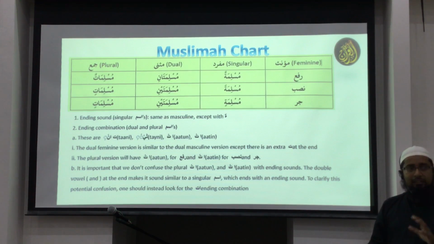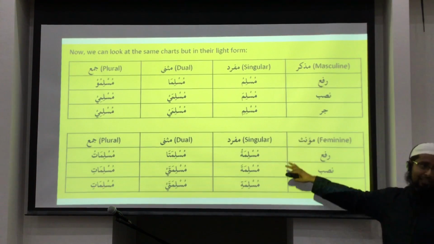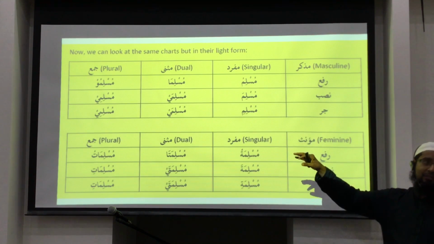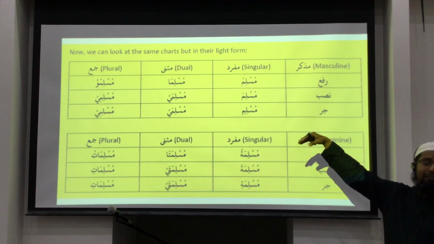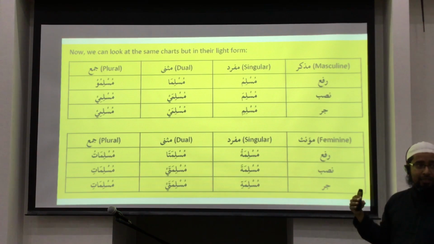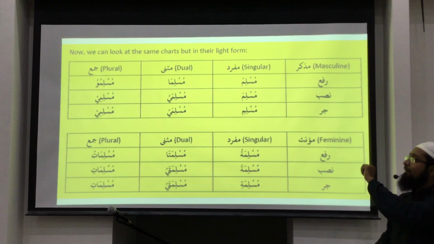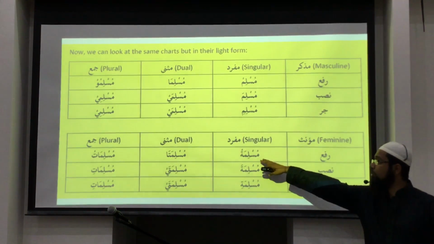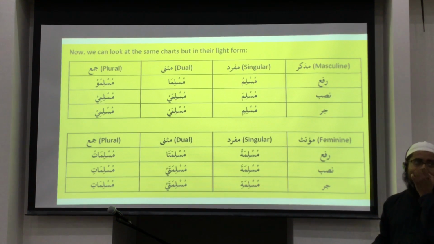If you have the basis of this chart, as I said, it will be easy for you to understand the next things. This is the same chart again, but this is the light version of the chart, meaning there is no nun sound after any of these. Before, we said Muslimun, now it's Muslimu. As I said, there are four cases where we make a word light, meaning we take the nun sound or the tanween out. So instead of Muslimun, we say Muslimu, Muslima, or Muslimi, or Muslimayni. Same thing here, Muslimatun, we say Muslimatu. Okay, all these things are based on the light version, the light words of the Muslim chart.